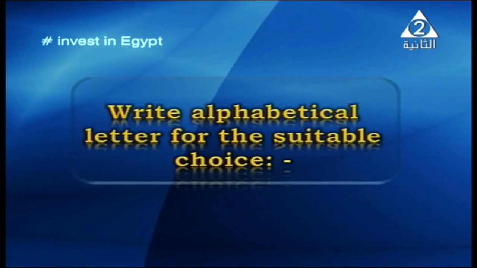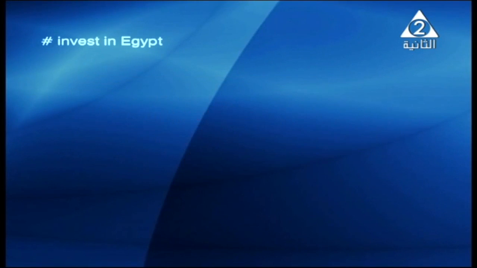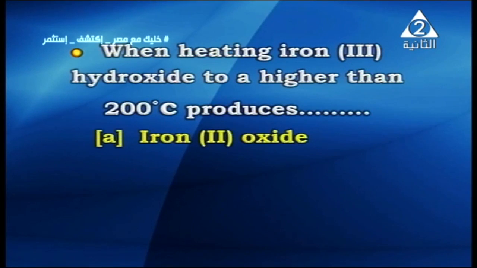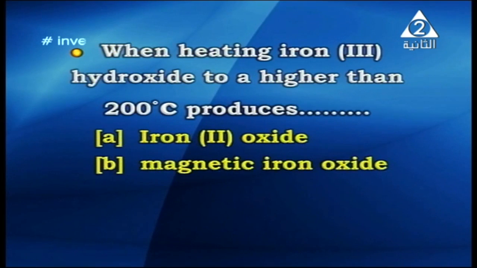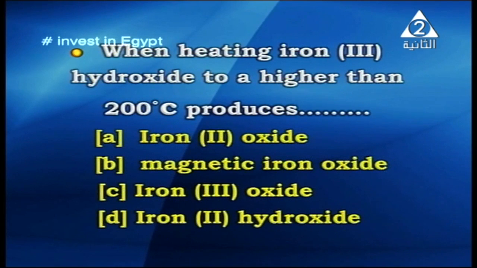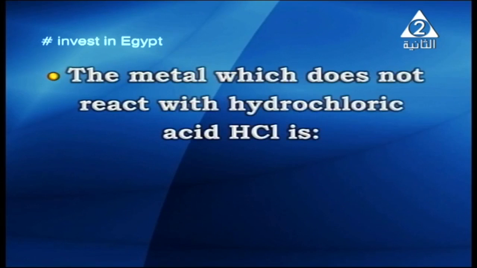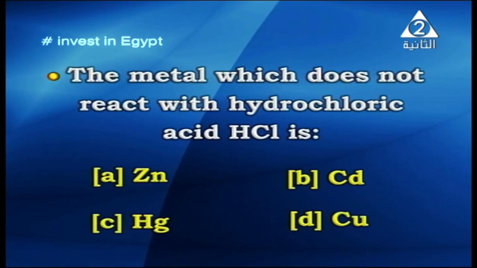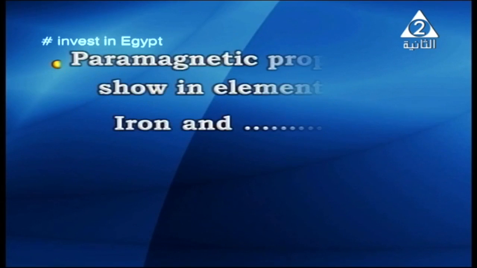Write the alphabetical letter for the suitable choice. Heating iron 3 hydroxide to higher than 200 degrees Celsius produces what? Iron 2 oxide, magnetic iron oxide, iron 3 oxide, iron 2 hydroxide. If you think about it, yes, it will be iron 3 oxide. Next point, the metal which doesn't react with hydrochloric acid is what? Zinc, cadmium, mercury, copper. Yes, the answer will be copper.